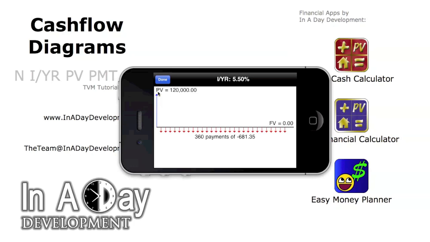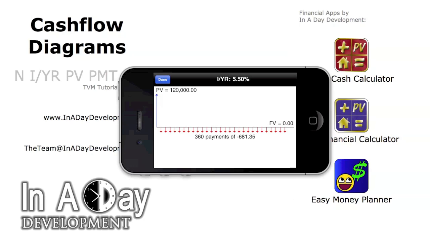We are receiving $120,000, so the arrow is pointed up. The payments are money that we pay out, so those arrows point down. We don't owe anything else after the 360 payments, so FV is 0, so there isn't an arrow at the end. One thing to keep in mind is that these diagrams are notional.